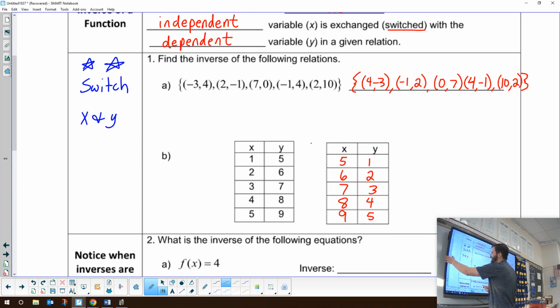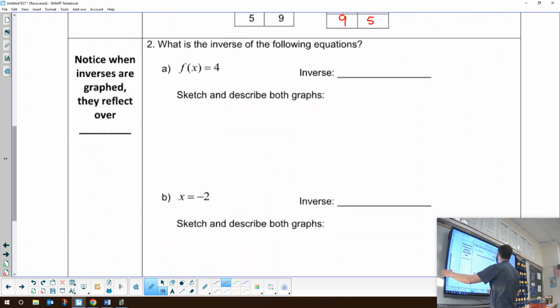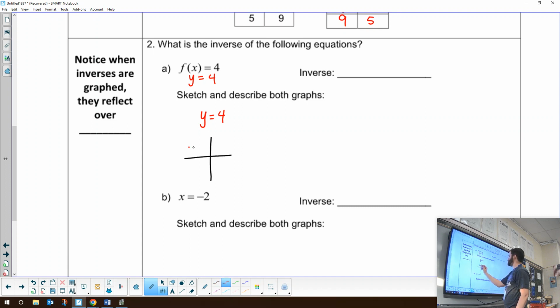So how does that look on a graph? Well, let's take a look at some graphs and see what that kind of looks like. So look at this first one. If we have f of x equals 4, that just means that we have y equals 4. And what kind of graph is y equals 4? If we have our normal graph here, y equals 4 is just going to be a flat line at 4, right? That's y equals 4. But what is the inverse of y equals 4 going to be? Well, the inverse of y equals 4 is going to be x equals 4. So this one has a 0 slope, but x equals 4, let's see what that looks like.